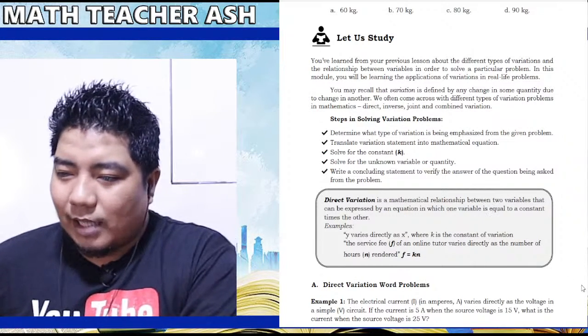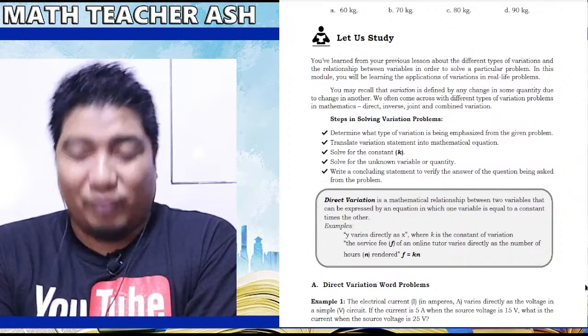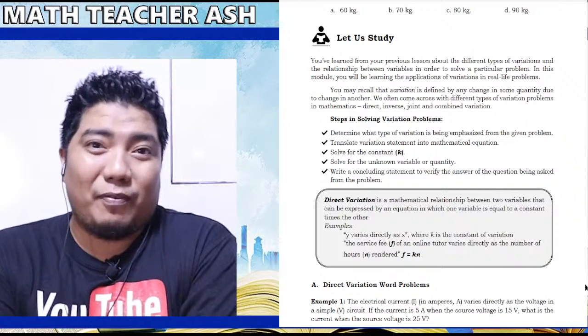Now, in the Let Us Study, we will no longer discuss what variation means, nor what the definition of variation is.